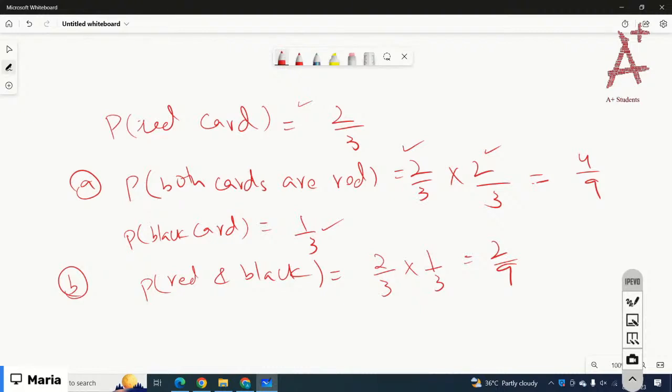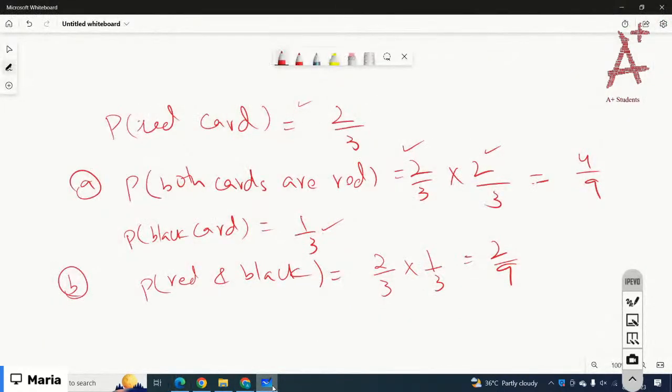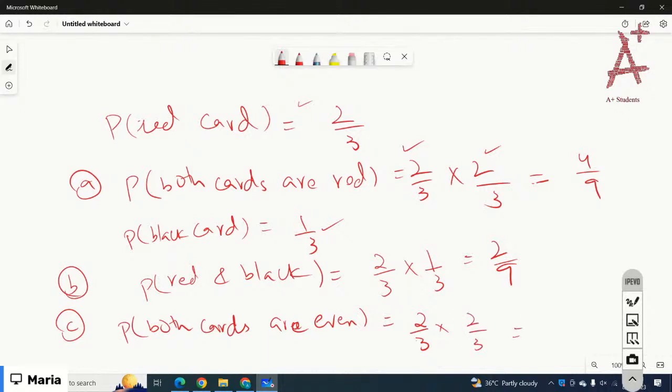Okay, let's just see the C part. Both the cards are even numbers. That means 2 and 8 are even, right? So the probability of both cards being even: you have two of the cards that are even, so for the first time, even is 2 by 3. For the second time it is also 2 by 3. So it would be 4 over 9.